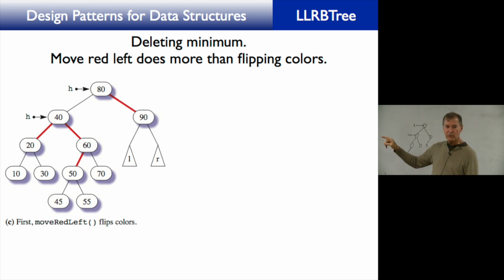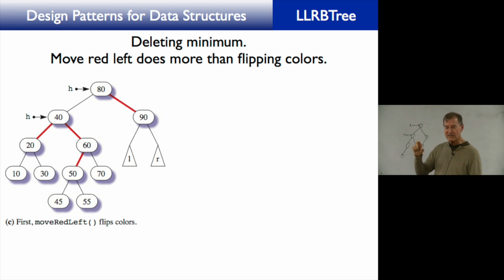Do you see why move red left has some work to do here? Because what did that create? Because the link from 60 to 50 was originally red, what did that flip colors do? It made two reds in a row. Do you see? And we can't have two reds in a row. Are we good with this? So two reds, so how does it fix it?